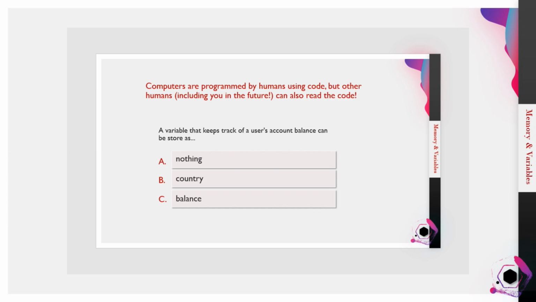Computers are programmed by humans using code, but other humans, including you in the future, can also read the code. A variable that keeps track of a user's account balance can be stored as. Give it a try. A variable that keeps track of a user's account balance can be stored as. The correct answer is C. Balance.